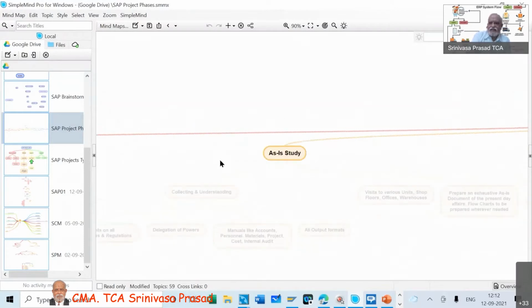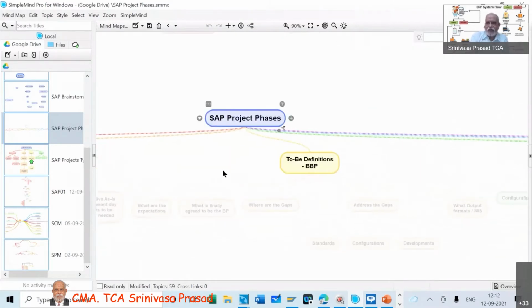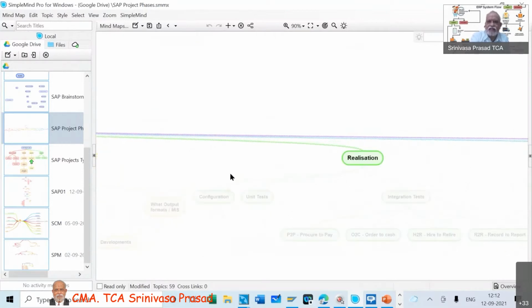Then we have the as-is study. As-is study means what is available presently, how it is being done, what inputs are being taken, what outputs we should produce, and then how we will have to do the job. Then comes the blueprint for my new system, like what we prepare for a house.